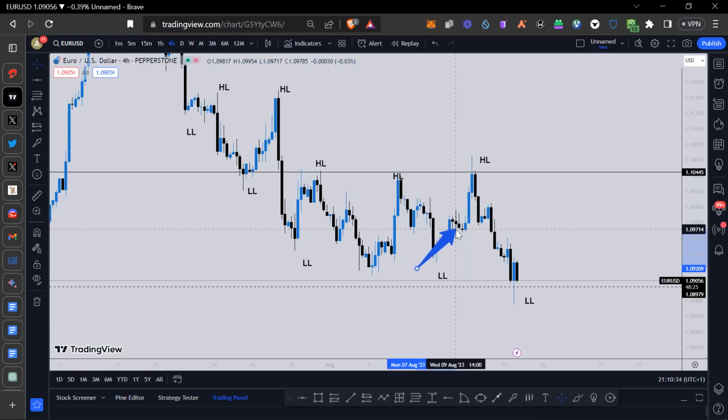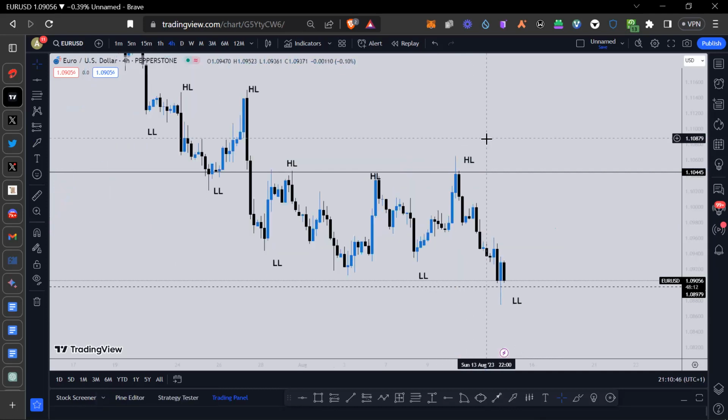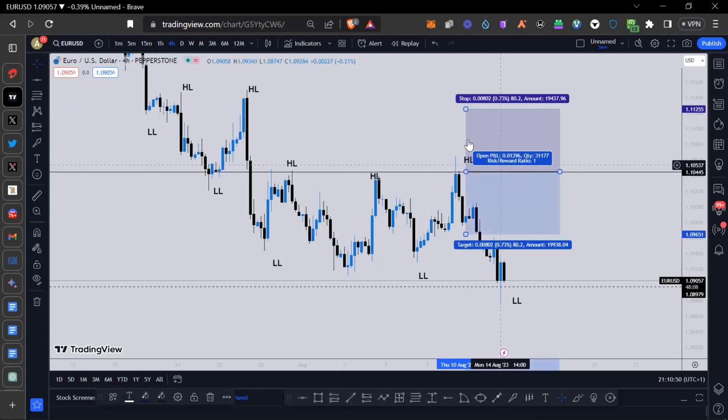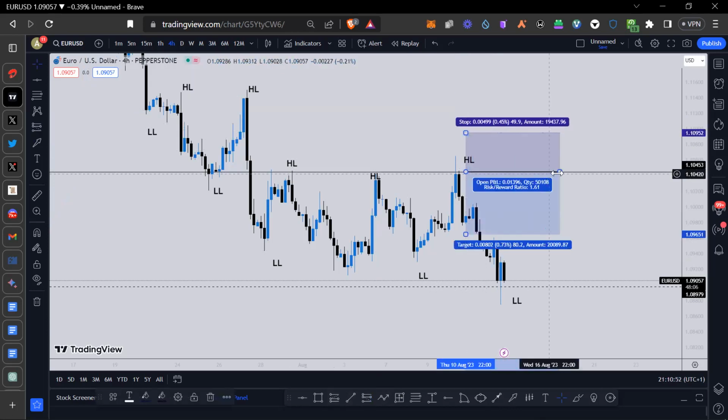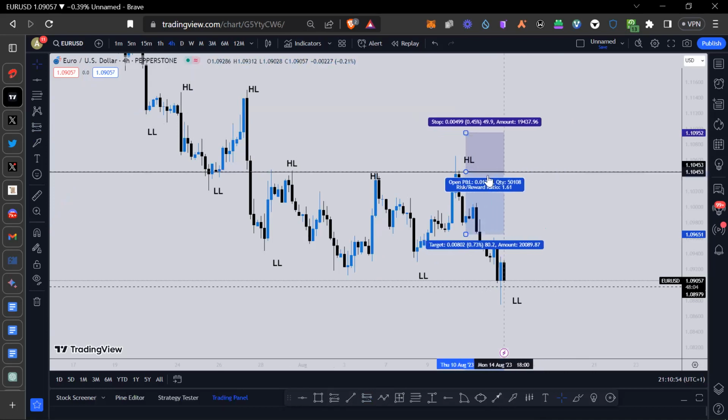Yeah, that's how market makers manipulate retail traders. So when price gets to this level here, it's easy for everyone else to enter the market and just sell, because price failed to stay above this higher low here.